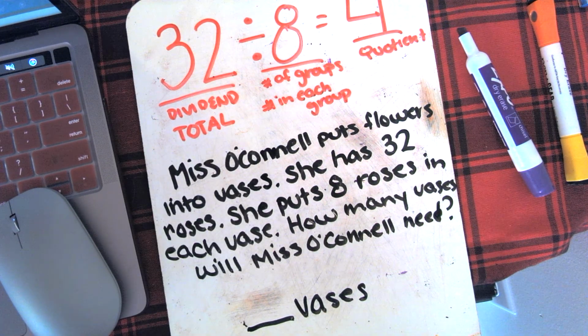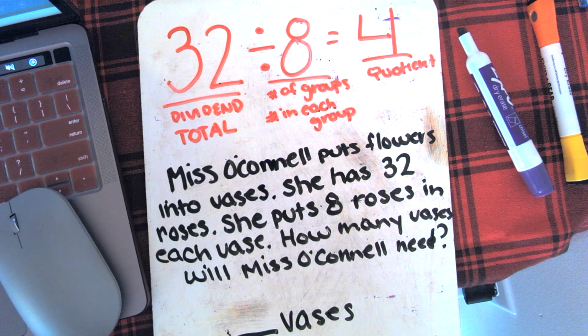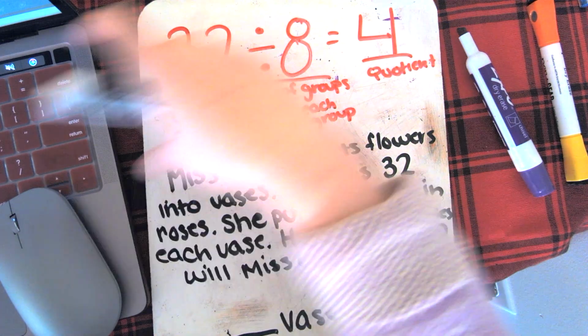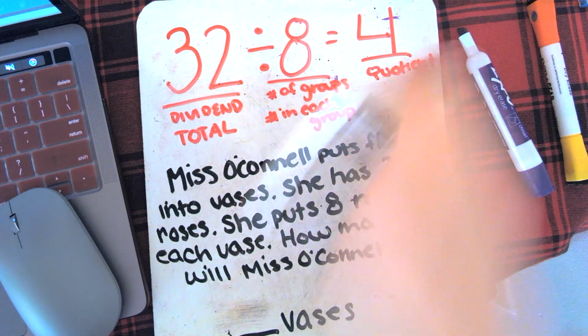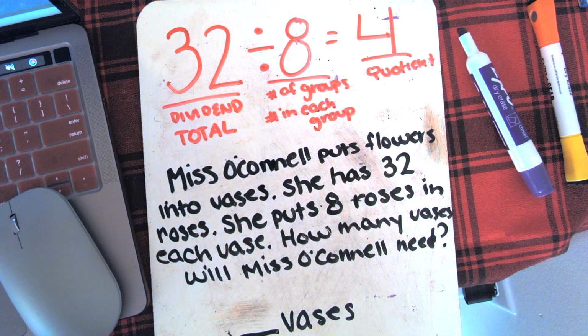Okay, so here's another example. Earlier, we did an example with 7s. Well, I'm also working on my 8s fact, so I'm going to use an 8s fact for this one. Again, I wrote my equation first. Step 1, think about what equation you want to work with. This is the one I chose. 32 divided by 8 equals 4.